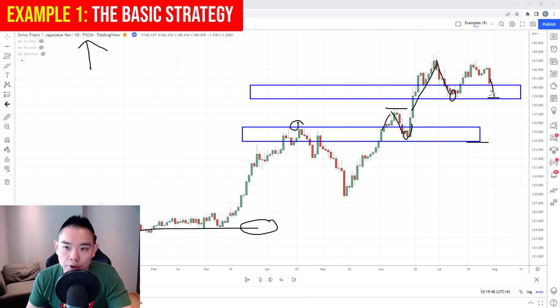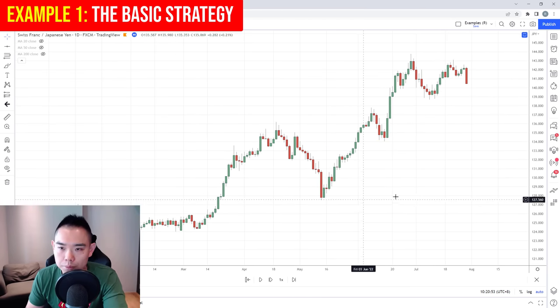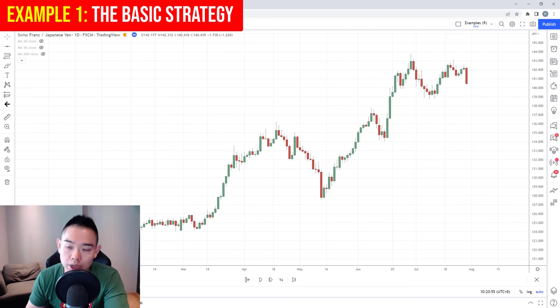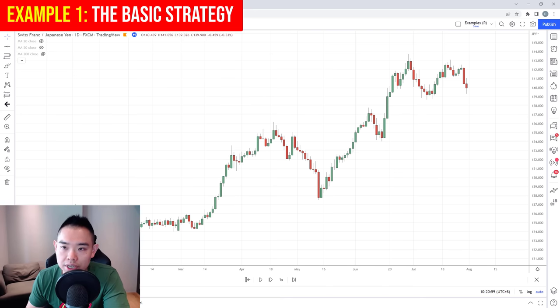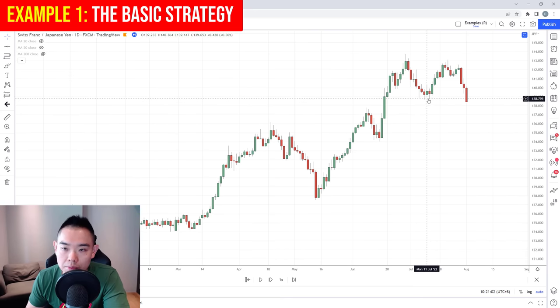So now that we have spotted these two areas of value, the two blue boxes over here, next thing, we are looking for a valid entry trigger to go along. As you know, you've learned things like your hammer, your bullish engulfing pattern. So let's see what happens next. In this case, the market came into our area of value, but do we have an entry trigger to go along? Let's find out.